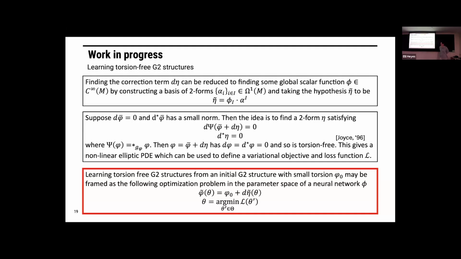But once you have a reduction of the problem to looking for the scalar function, and you have defined some variational objective, some loss function, then the problem of learning the torsion-free G2 structure from the initial G2 structure that you have from steps 1 and 2 can be phrased as training your neural network phi to minimize your loss function in order to search for your perturbation term.